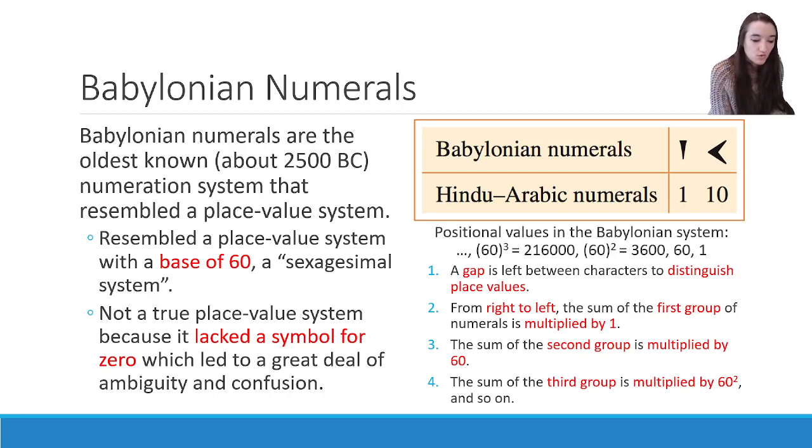But reading from right to left, we then say the first group is the 1s place, so we multiply it by 1. The second group is the 60s place, so it's times 60. The third group is the 60 squared place, multiplied by 60 squared, and so on.